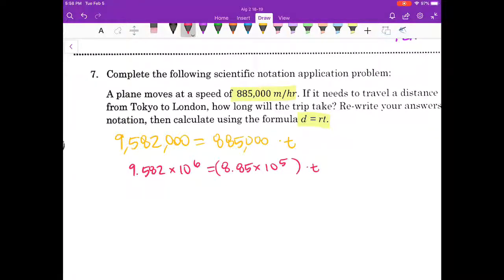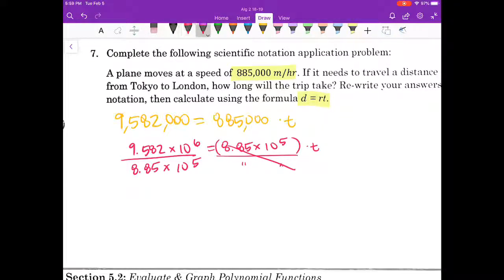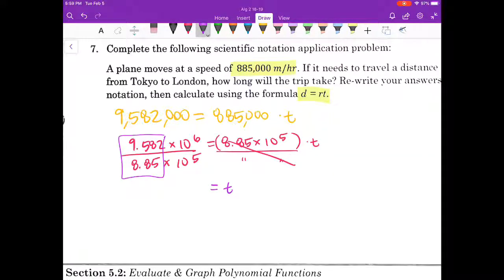times t. So naturally, to get t by itself, we have to undo the thing attached to it. Well, it's attached by multiplication, so to undo it, we use division. So we divide by 8.85 times 10 to the 5th on both sides. So we're dividing by that. And then, just like we do when we use multiplication, we work with these kind of piece by piece. So we can first plug into our calculator 9.582 divided by 8.85, and we get about 1.08.